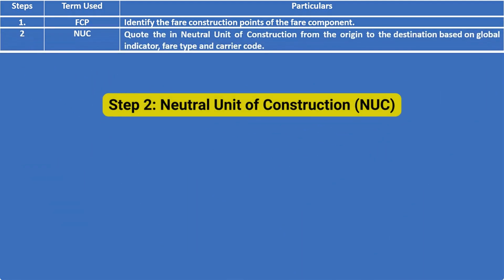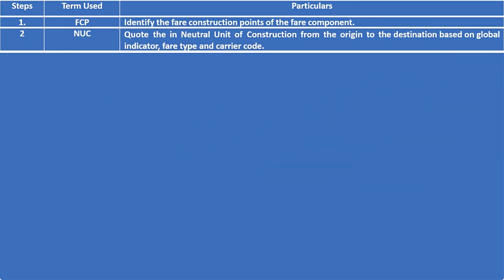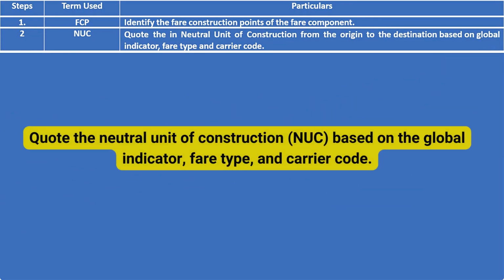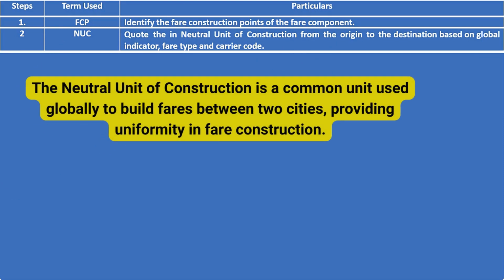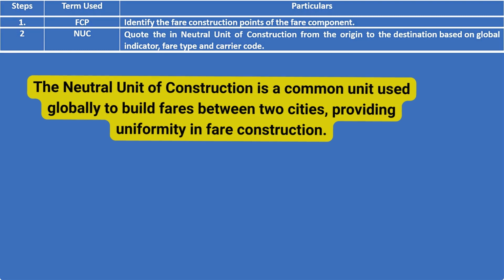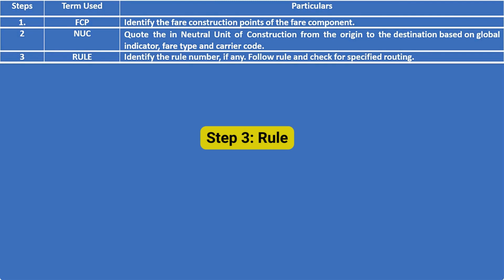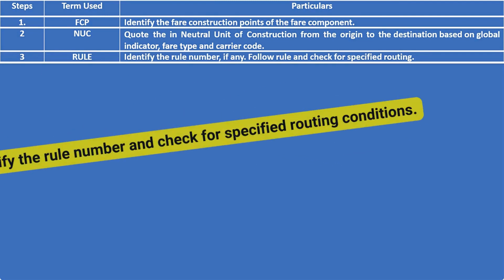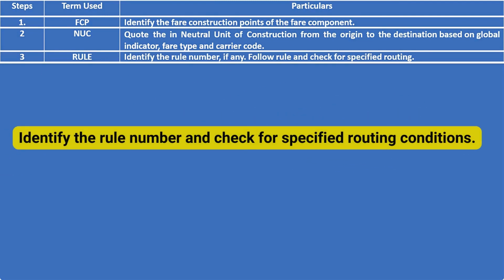Step 2. Neutral Unit of Construction, NUC. Quote the neutral unit of construction, NUC, based on the global indicator, fare type, and carrier code. The neutral unit of construction is a common unit used globally to build fares between two cities, providing uniformity in fare construction. Step 3. Rule. Identify the rule number and check for specified routing conditions.